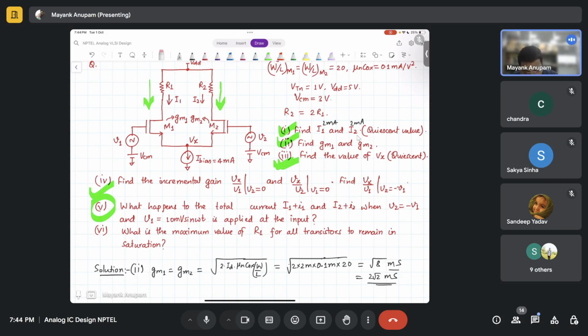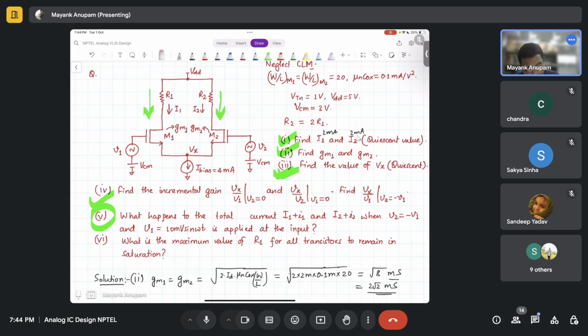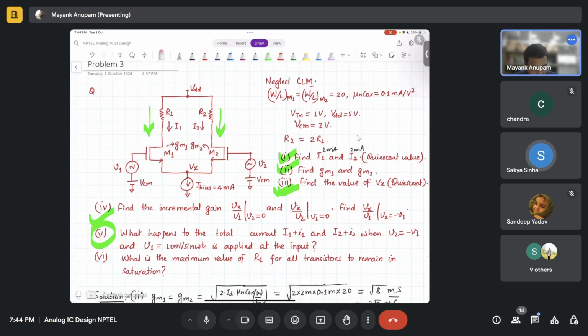Transient means something which is changing with time. That's all. So this is a transient voltage, right? Because of this, there will be a current which will also change with time. So that is why I wrote transient current. But anyway, don't let me confuse you with that. What is the total current? That's all.